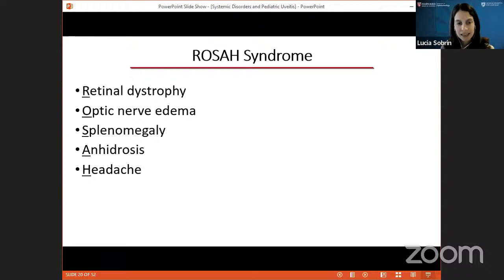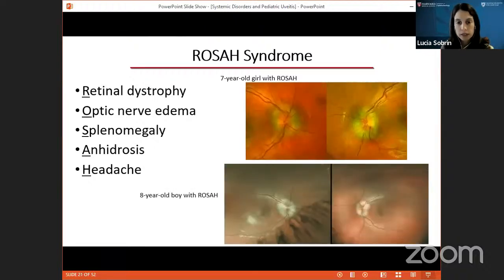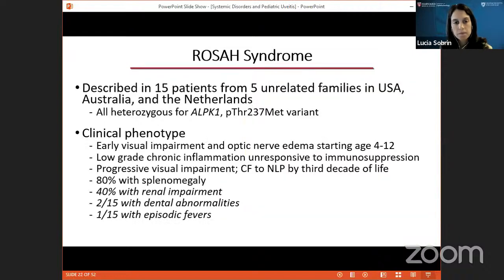Remember the other letters of ROSAH: splenomegaly, anhidrosis, and headache. In particular, the anhidrosis is a very sensitive sign for this. So besides this patient that I presented in detail, I have since, in the last 3 years, had two other families present to me. And these photos are just to emphasize that the primary presentation is optic nerve edema with mild uveitis. And both of these children have an extensive family history documented now with autosomal dominant nature and a mutation on genetic testing to confirm them.